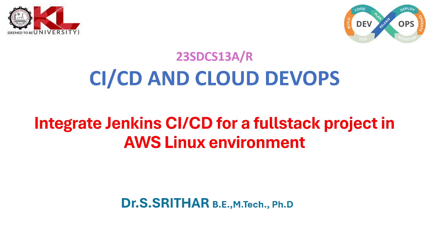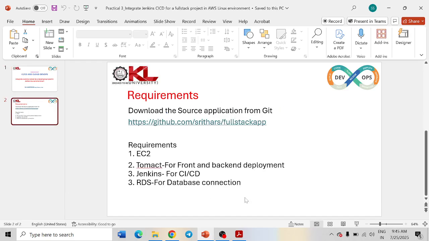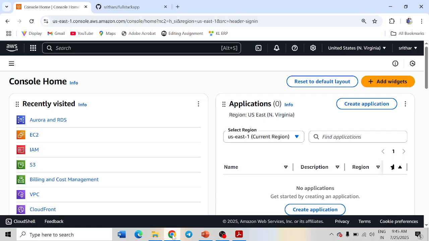Very good morning. In this session, I am going to integrate a Jenkins CI/CD pipeline for a full stack project in AWS Linux environment. You can download the resources from the repository given. For doing this exercise, you need an AWS Management Console free-tier account with the following requirements: EC2, Tomcat, Jenkins and RDS. So now we'll directly go to the project.